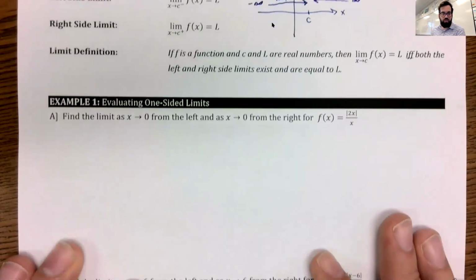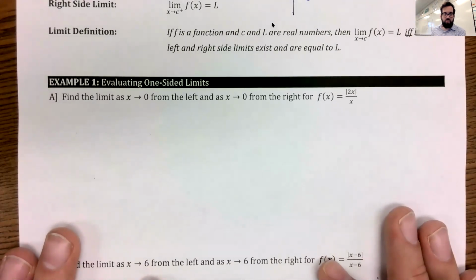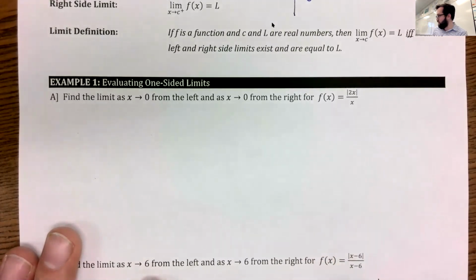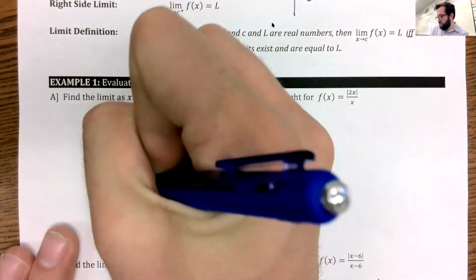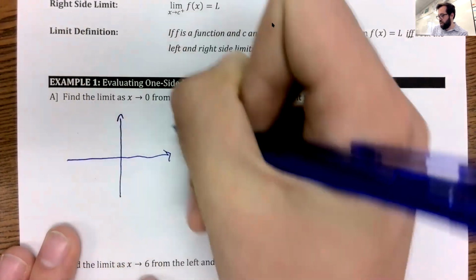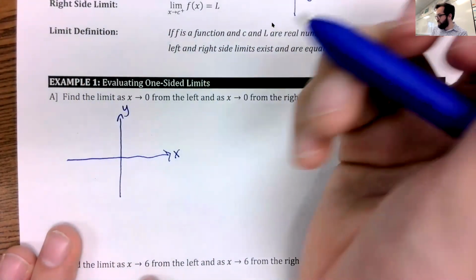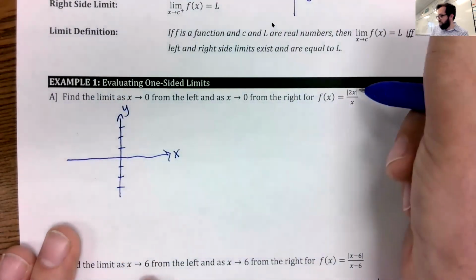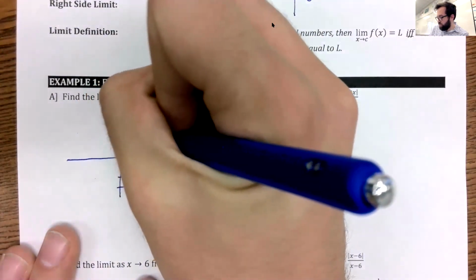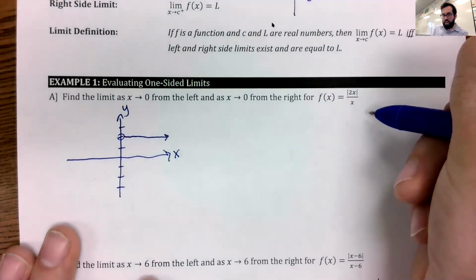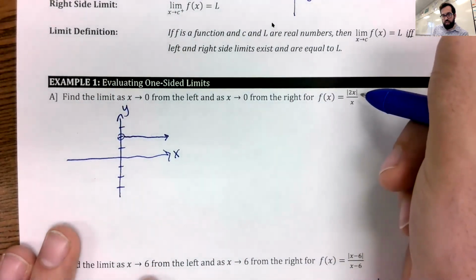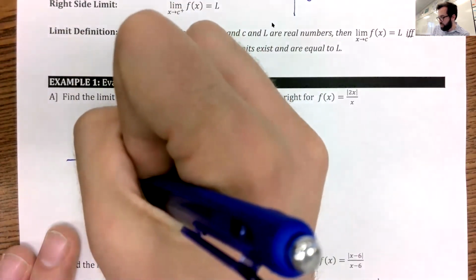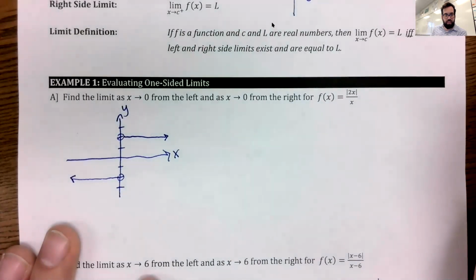But let's take a look at example 1. Find the limit as x approaches 0 from the left and as x approaches 0 from the right for f of x equals absolute value of 2x over x. So what I'm going to do here is just kind of sketch the graph, and you could use your calculator or Desmos to take a look at this. Basically what's happening here is if we plug in any positive x value, the answer is going to be 2. And if we plug in any negative x value, it's going to be an absolute value on top and negative on the bottom. So it's going to end up as negative 2. So the graph looks like this.